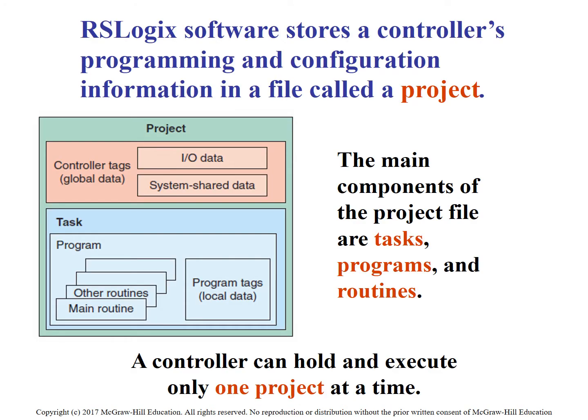Project. Okay, so here's the project. We're looking at controller tags. We've got I/O data, system shared data, and then we've got the task of main routine. You can have other routines, like say you have subroutine 1, 2, 3, 4, or if you wanted multiple subroutines. We'll be discussing that in lab as well, going through how to develop some subroutines. And program tags, local data associated with the program, so any tags that we generate or create are going to be a part of that.